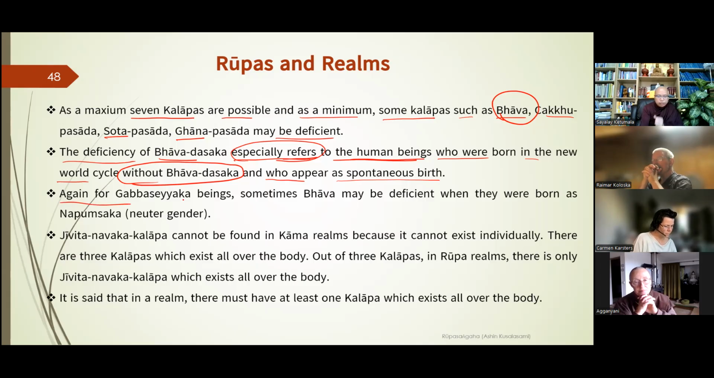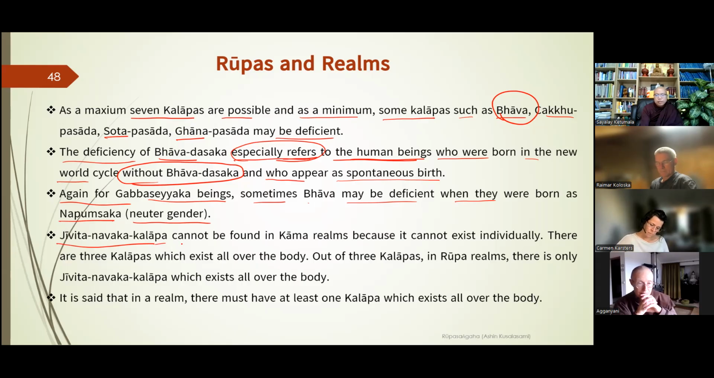And again, for the Gabaseka beings, sometimes Bhava Dasaka may be deficient when they were born as Napumsaka in Pali, neuter gender. They cannot be said to be a man or woman, male or female. So if someone is born as a Napumsaka, it means that they were born without Bhavadasaka. And Jivita Navaka Kalapa, we talk about that too.